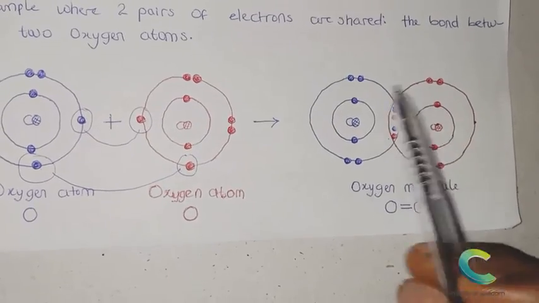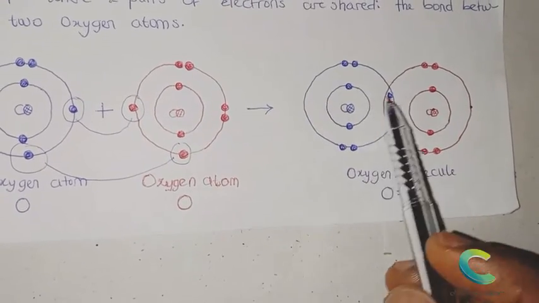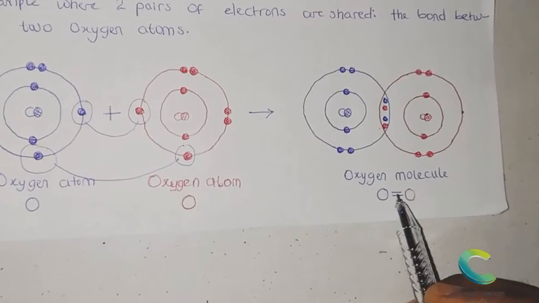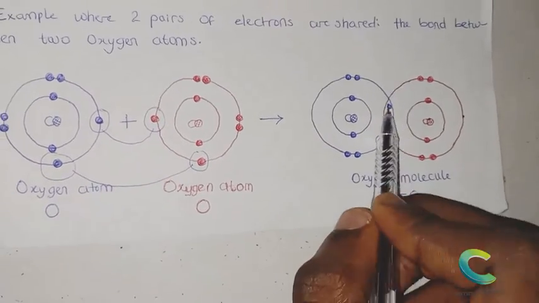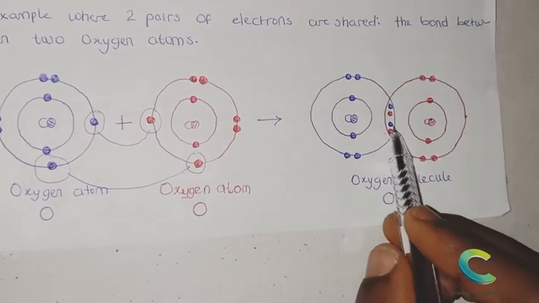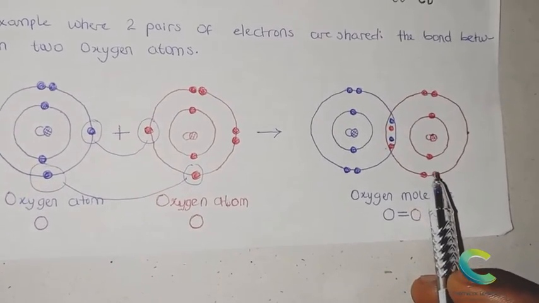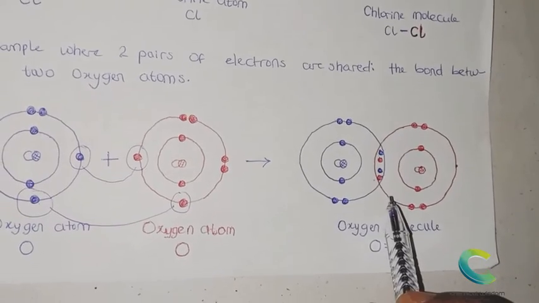So this oxygen molecule now is not reactive, in that the atoms are stable. So that's why it is represented by two lines. The first line represents the first pair. The second line represents the second pair. So let me show you another example whereby 3 pairs of electrons are being shared.